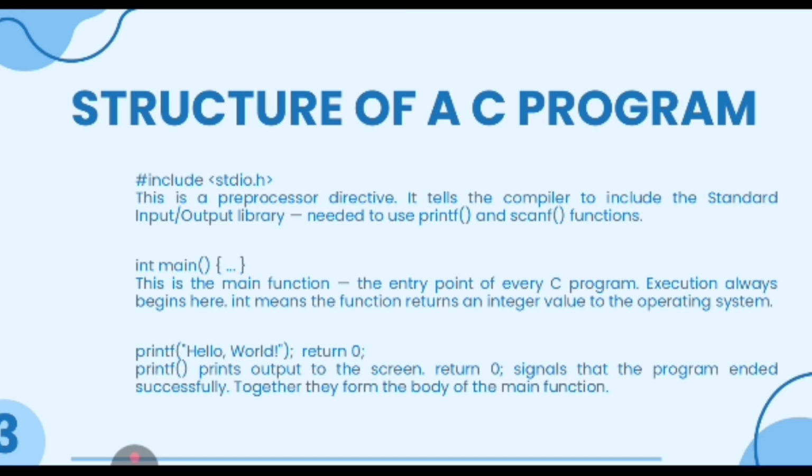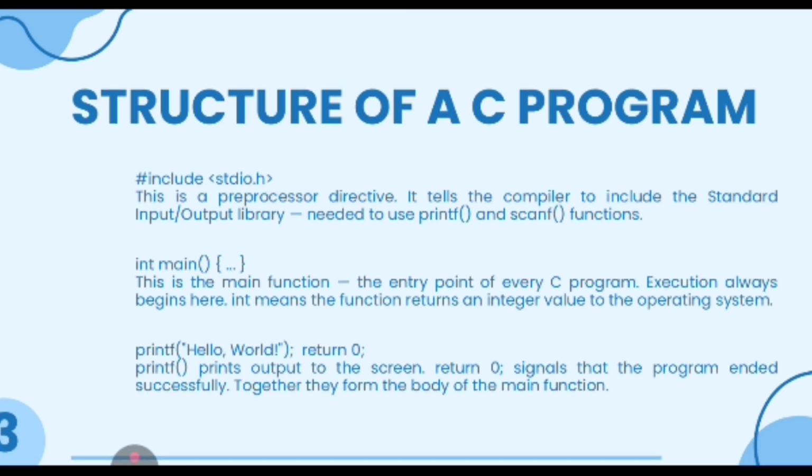Next, int main. This is the main function. Every C program must have a main function because execution always starts here. The int means it returns an integer value to the operating system. Inside the brackets, printf("Hello World") prints text to the screen, and return 0 signals that the program ended successfully. Together this forms the body of the main function.